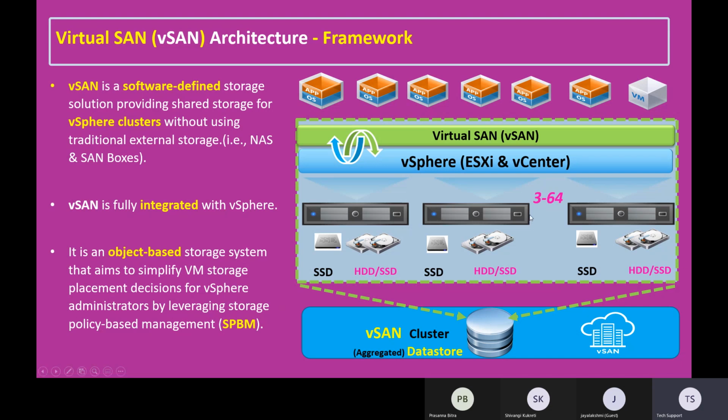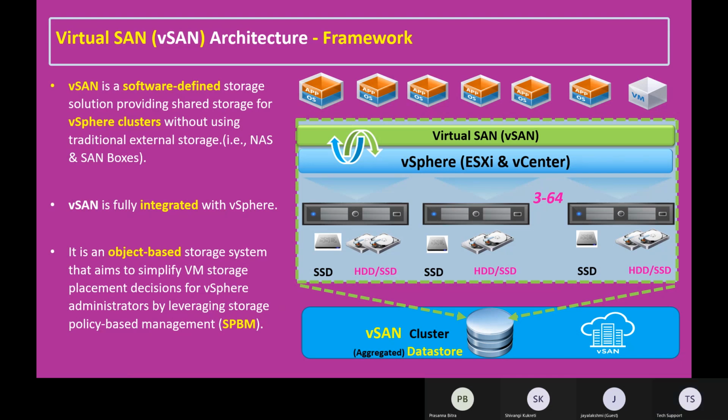And later, if you want to increase your vSAN cluster's ESXi hosts, we can increase maximum until 64. That is a limitation as per the VMware configuration guide. So that's why I highlighted here. The minimum to configure virtual SAN, we require 3 ESXi hosts, and the maximum we can configure is 64 ESXi hosts.